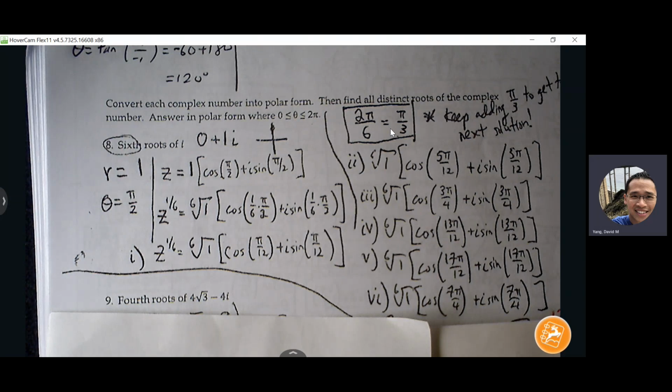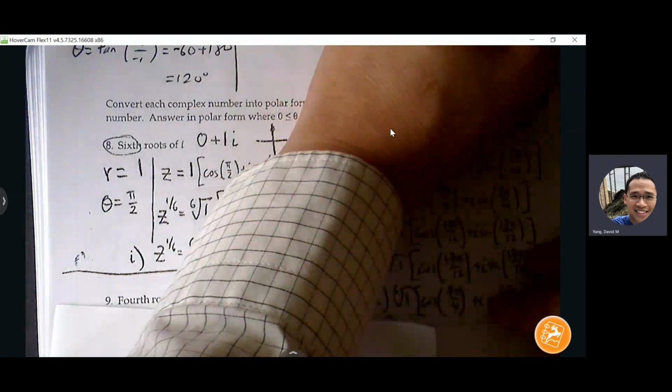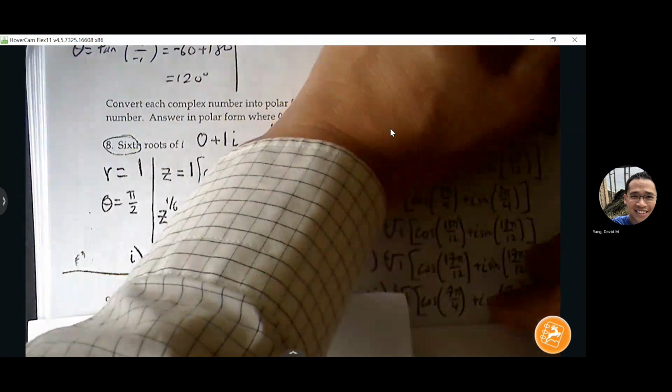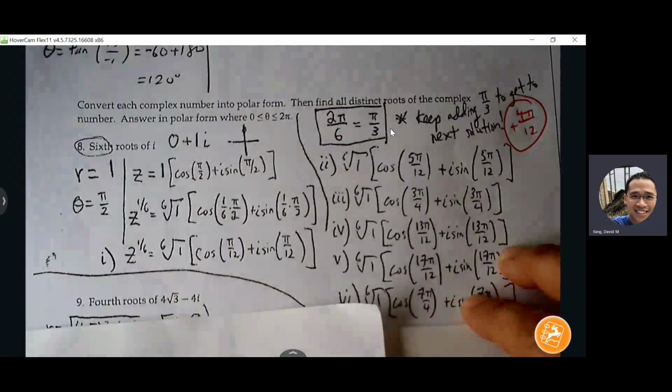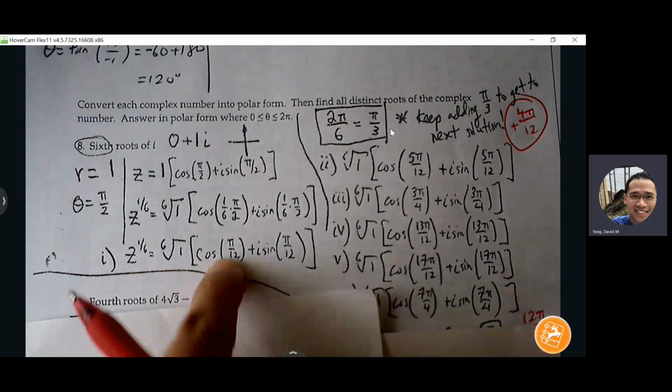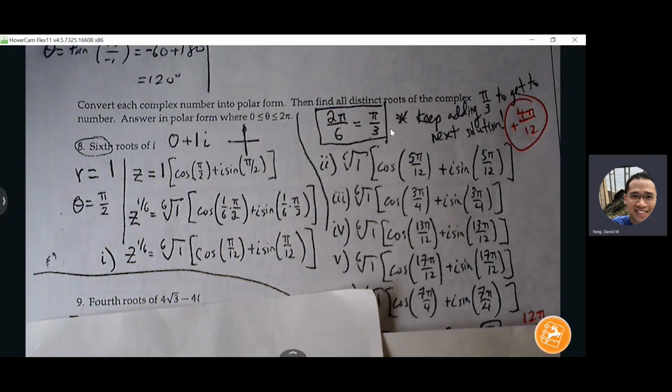In this case, it's 2 pi divided by 6, which is pi over 3. And if I want to match pi over 3 with my common denominator, that's the same thing as 4 pi over 12. So I take my initial solution and keep adding 4 pi until I reach all 6 solutions. So 1 plus 4 is 5, 5 plus 4 is 9, 9 over 12 is the same thing as 3/4. 9 plus 4 is 13, 13 plus 4 is 17, 17 plus 4 is 21. 21 over 12 is the same thing as 7 over 4.